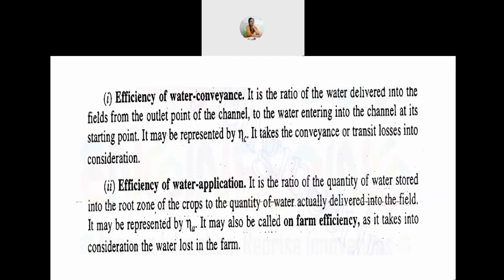Number 2 is efficiency of water application. It is the ratio of the quantity of water stored into the root zone of the crops to the quantity of water actually delivered into the field. It may be represented by efficiency suffix A. A stands for water application. So it may also be called an on-farm efficiency as it takes into consideration the water lost in the farm.